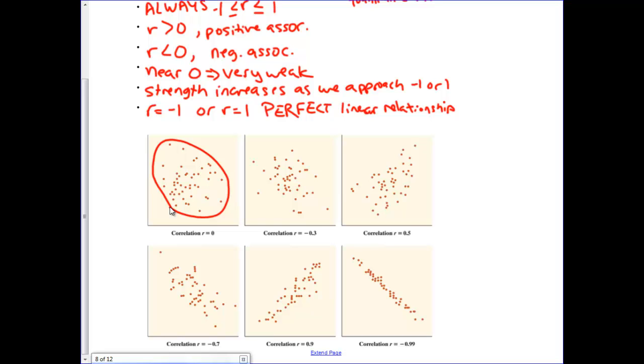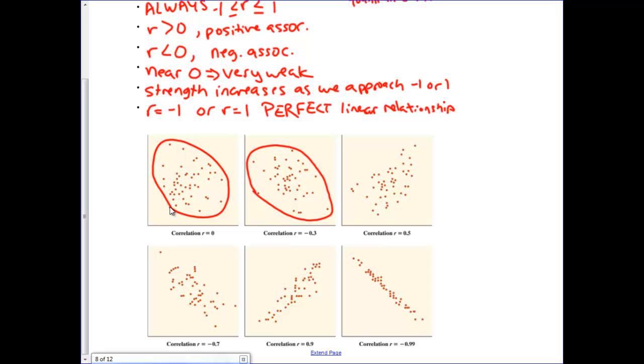Does it tend to go negative? It's just completely scattered. We have no idea, so we would say the correlation is 0. It's very weak. Do you see it? I look at this one. I put a circle around this one to incorporate all those points, and my circle tends to be a little bit more negative, so it's like negative 0.3.